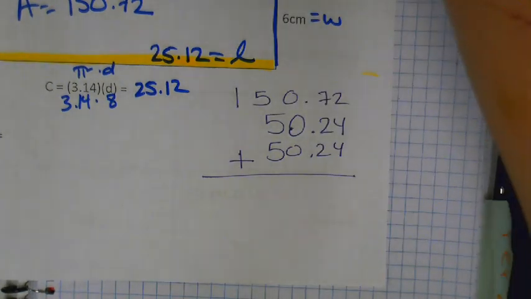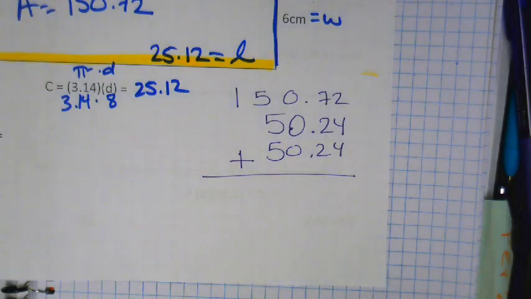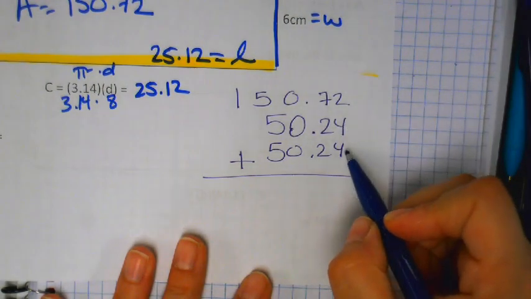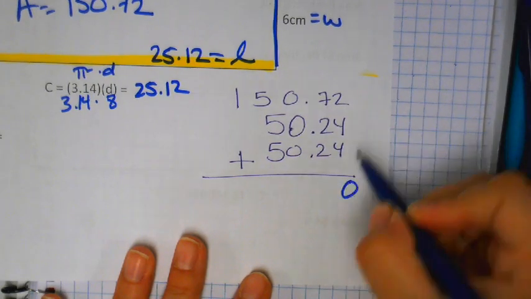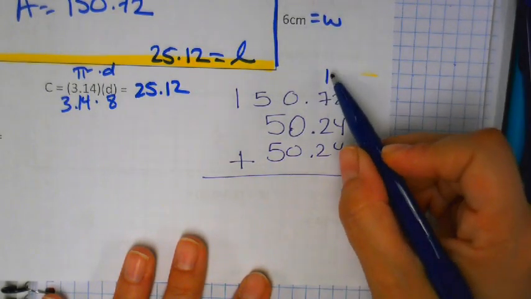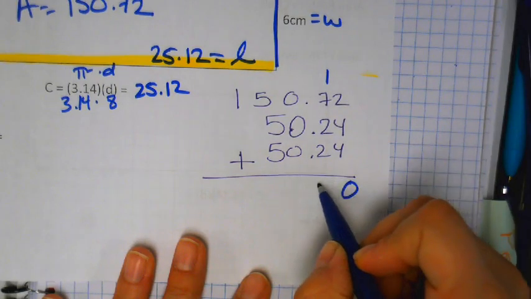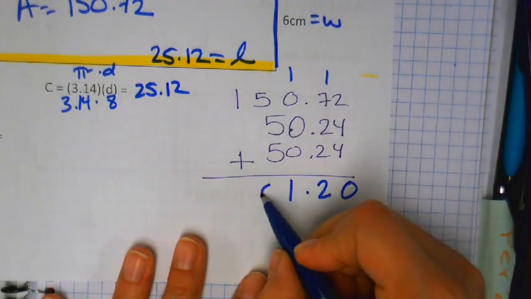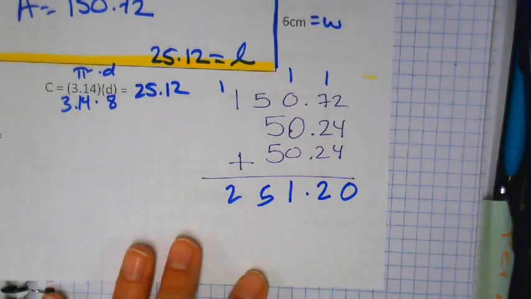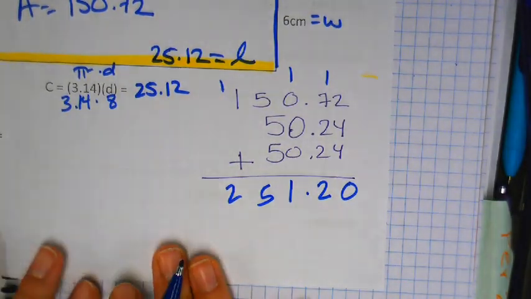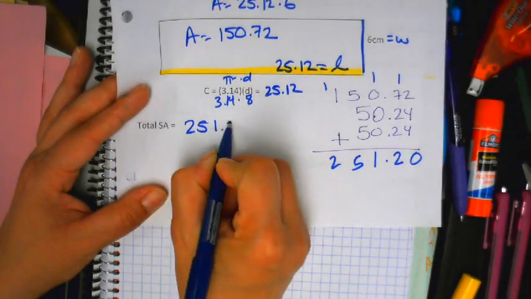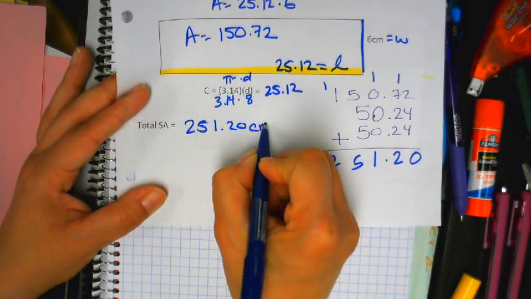What do we get? So 4 plus 4 is 8, plus 2 is 10, carry the 1. 7, 8, 9, 10, 11, 12. 12, carry the 1. Bring down the 1. 5, 10, 15, carry the 1. 2, 5, 1, 20. Oh my god, right. So the surface area is equal to 251.20 centimeters squared.